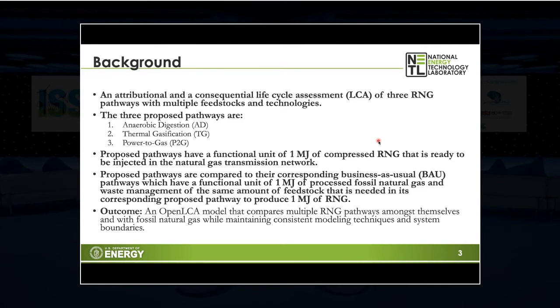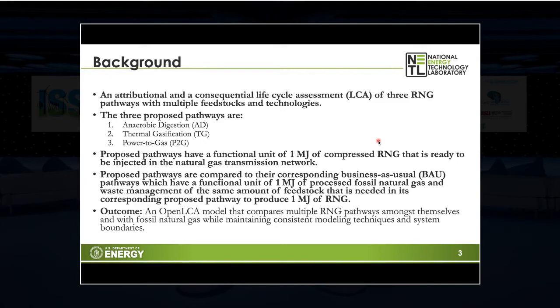The three proposed pathways have a functional unit of 1 megajoule of compressed RNG, which is ready to be injected into the natural gas transmission network. To understand how the GHG impacts of these pathways compare to today's natural gas market, we also evaluated the GWP impacts of corresponding business as usual scenarios that have a functional unit of 1 megajoule of pipeline-ready fossil natural gas and waste management of the mass of feedstock that would be needed to produce a megajoule of RNG in the corresponding RNG scenario. Let me explain this once again because this is an important unit to understand.